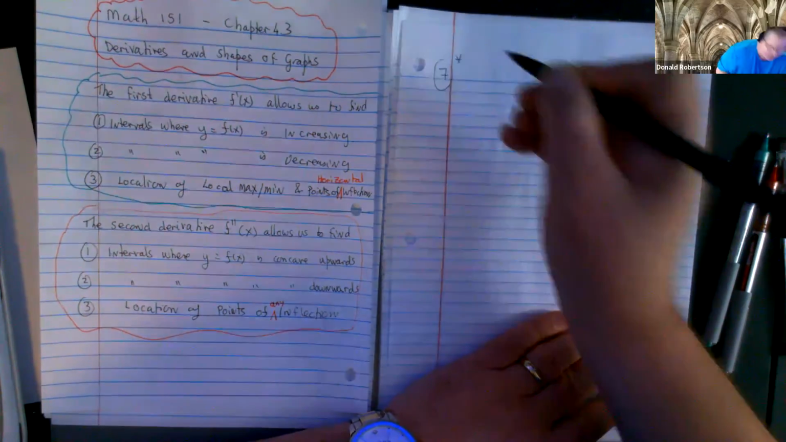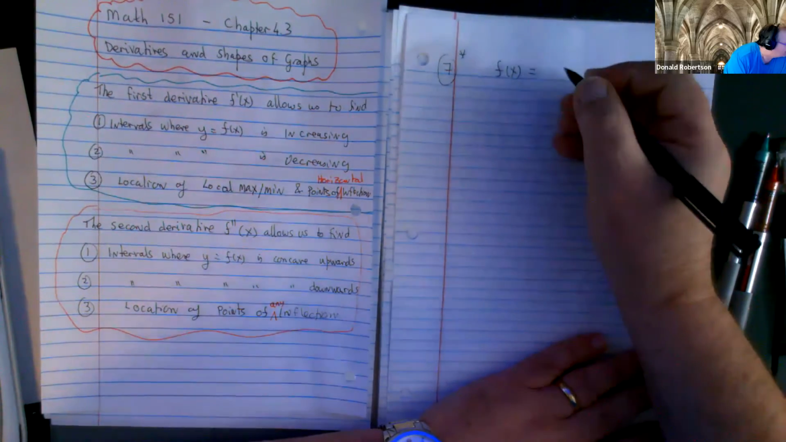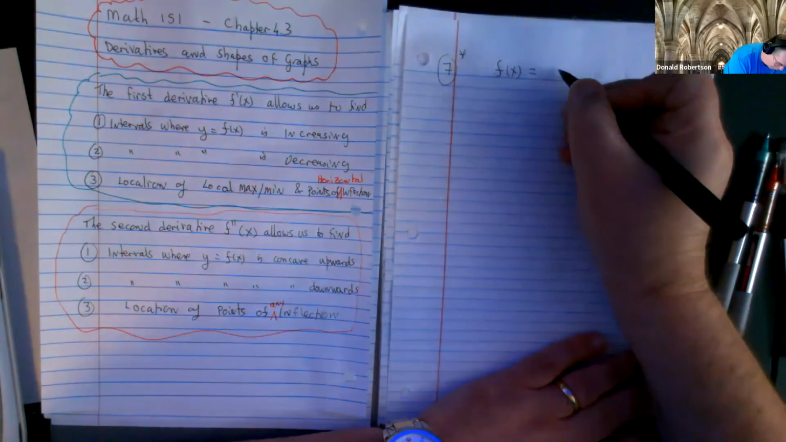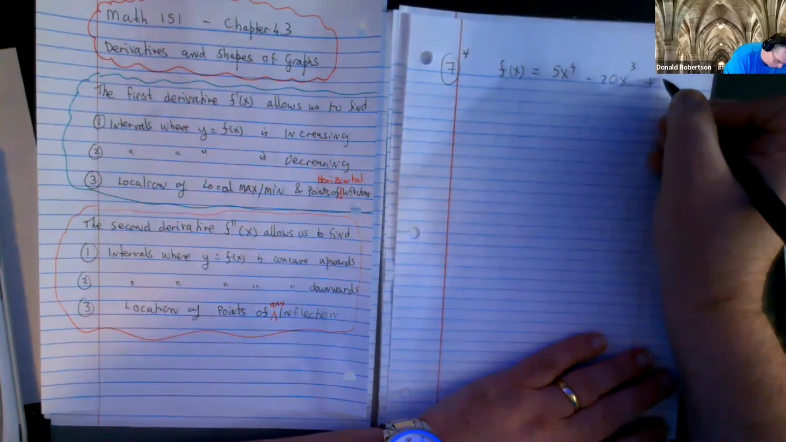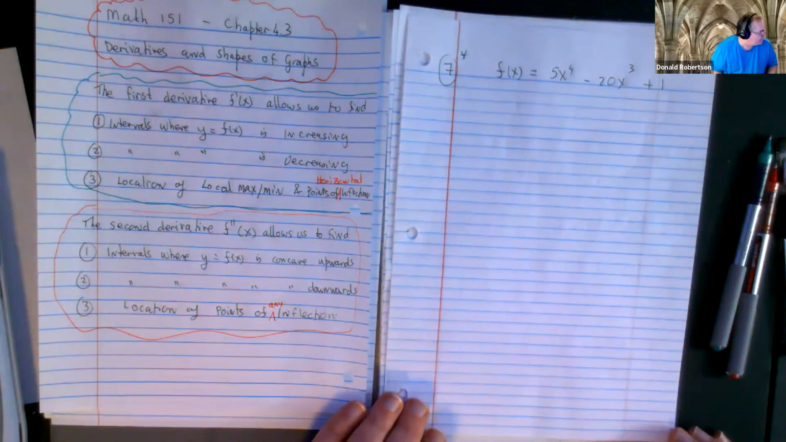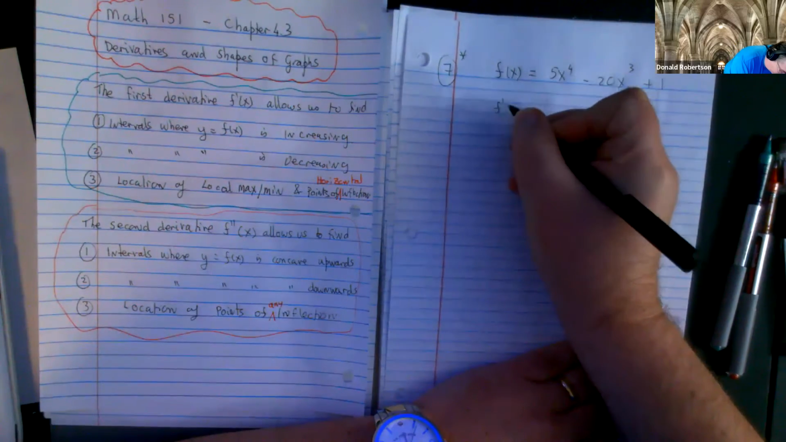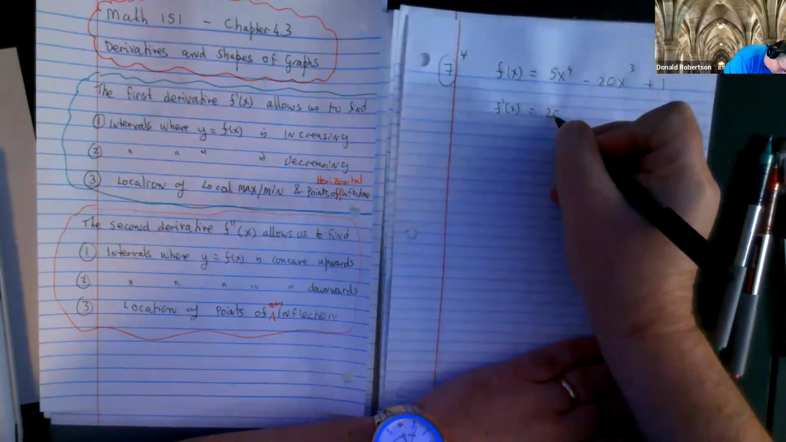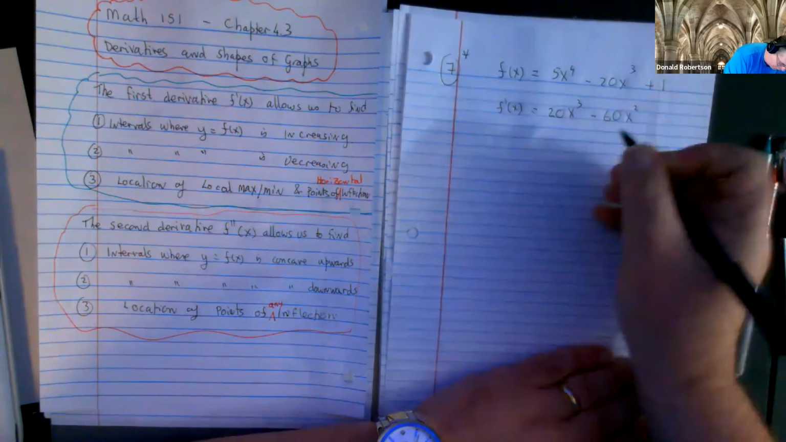So I'm going to start with an example, which would be question 7. The function that we're going to find information about is a polynomial, 5x to the 4, take away 20x cubed plus 1. And the questions are only asking us to find intervals where it's increasing, intervals where it's decreasing, and the local max and min. So we're only going to be using first derivatives. So first thing you do is differentiate, and power rule: multiply by the power, reduce it by 1, multiply by the power, reduce it by 1.